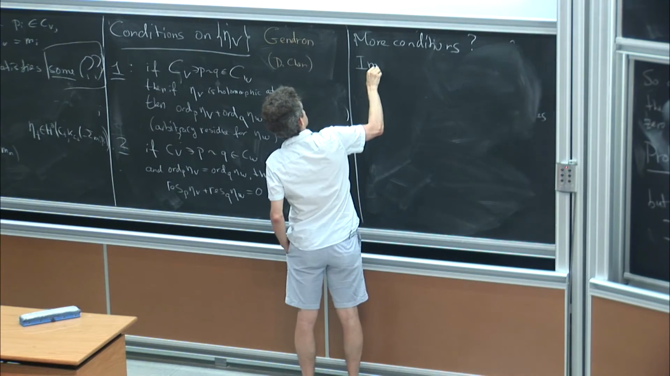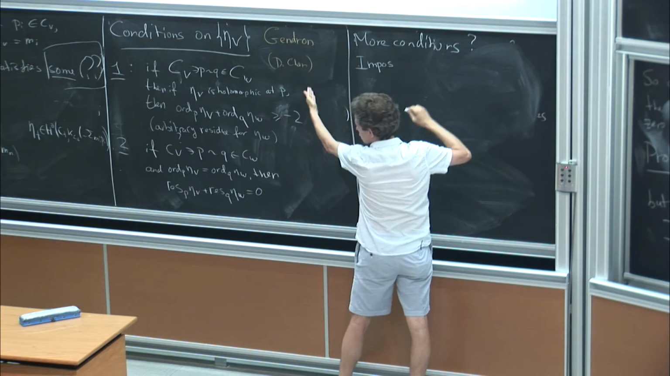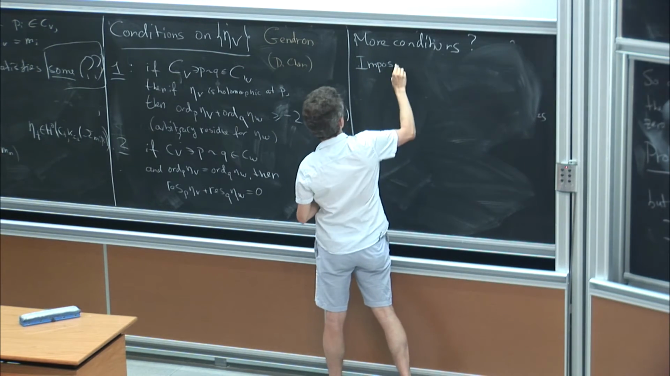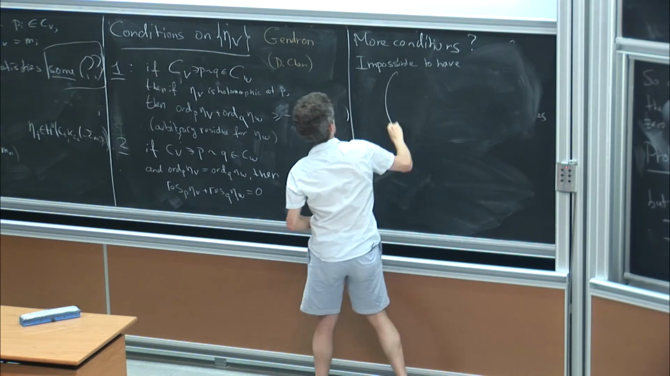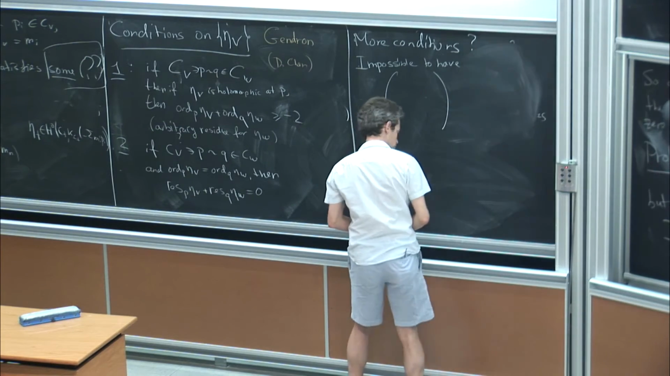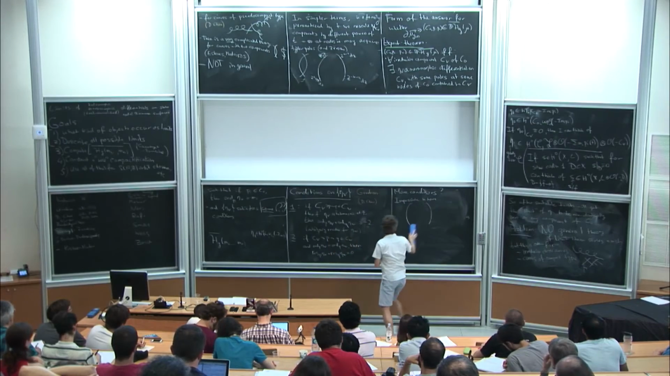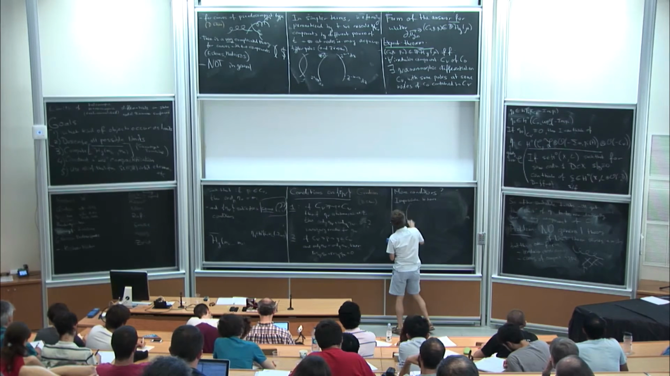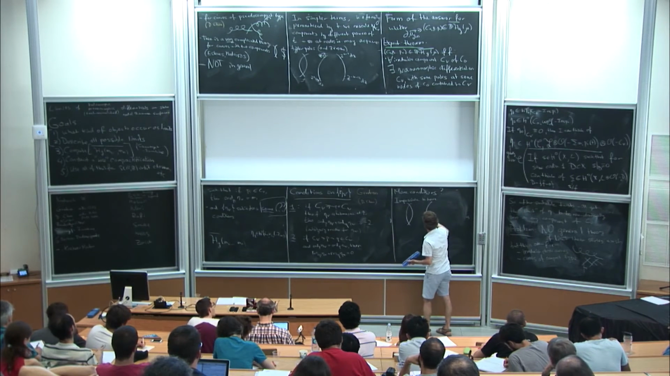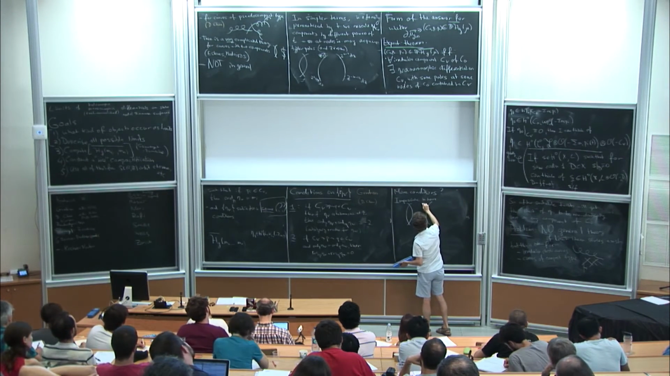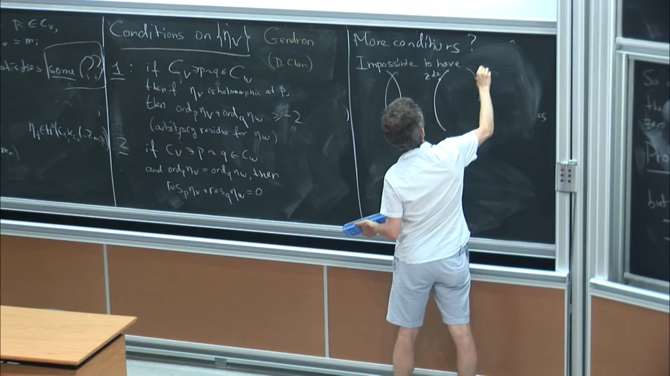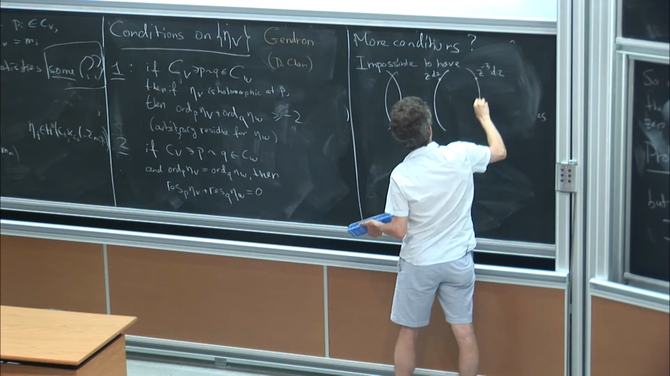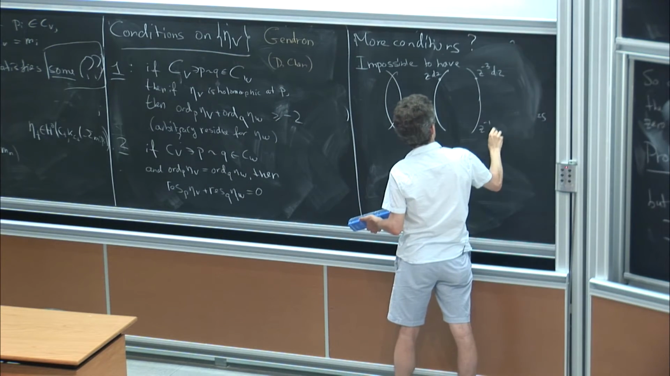I'd like to explain why these are not sufficient conditions. It's impossible to have the following situation. It's impossible to have two components that meet in two points, such that on this component I have z dz, which means on the other component I have z to the minus third dz, and here suddenly they have simple poles.